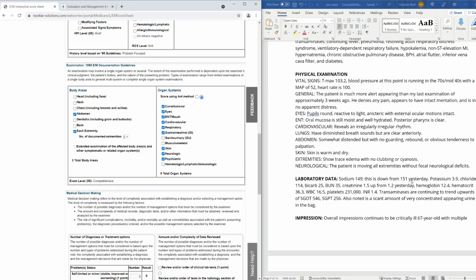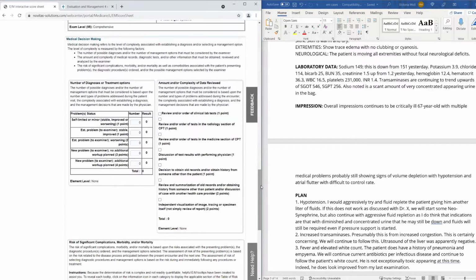We have here sodium, potassium, etc. Also noted is a scant amount of very concentrated appearing urine in the bag. That looks to me more like a provider documented statement versus just them pulling in that lab data. So I think when we get down here, we could probably count for a review of the lab data. Overall impression continues to be a critically ill 67-year-old with multiple medical problems, still showing signs of volume depletion with hypotension and atrial flutter with difficult to control rate.